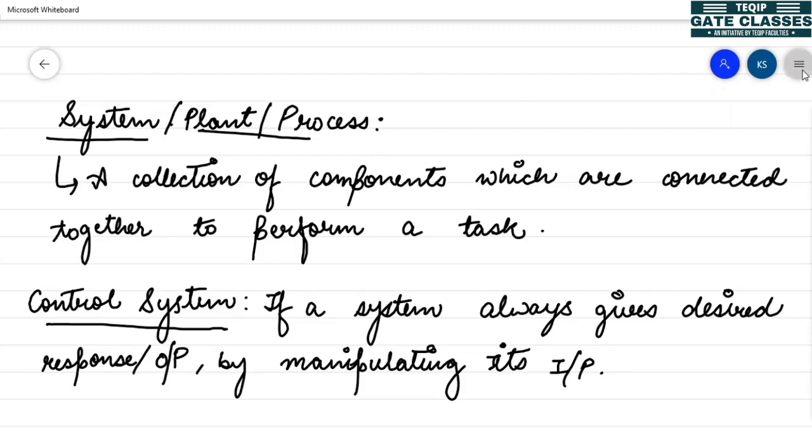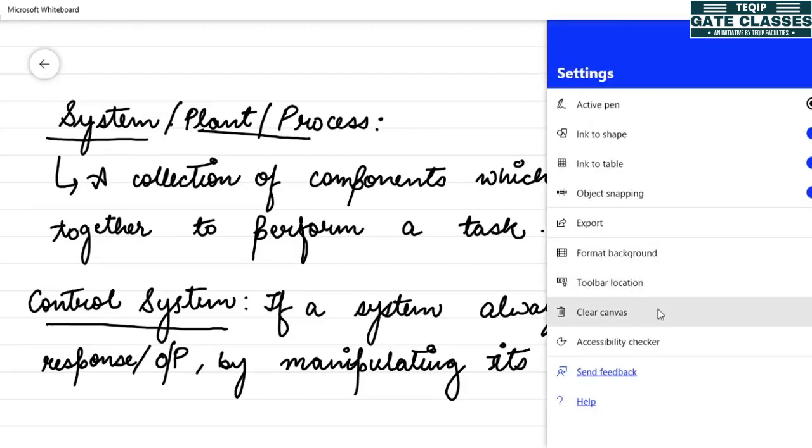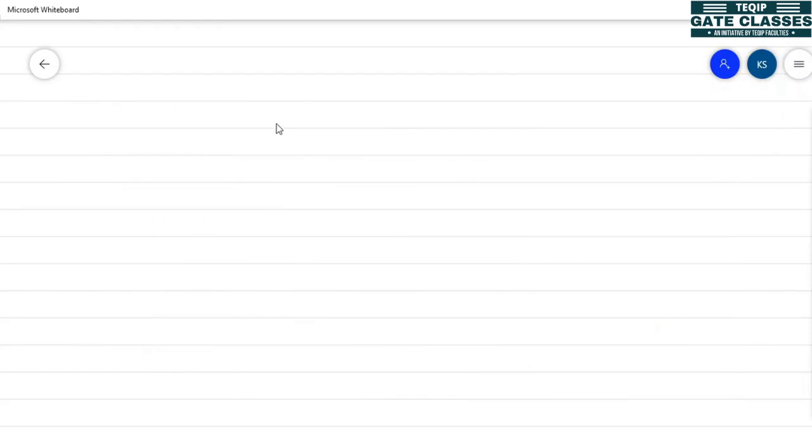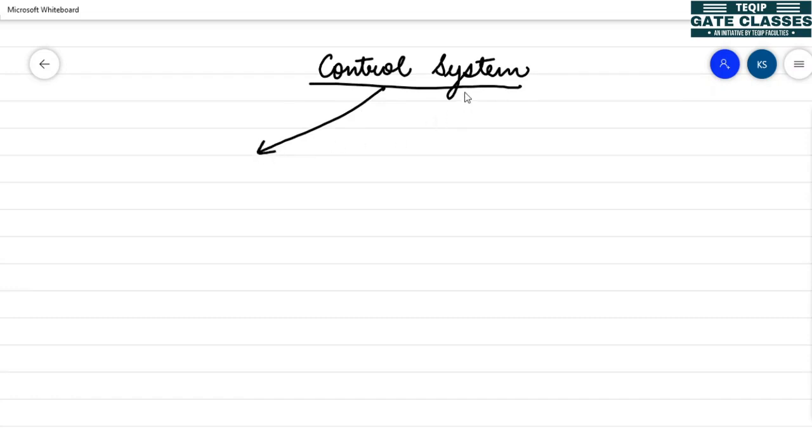Generally, a control system is basically categorized into two. First one is open loop control system and second one is closed loop control system. So we can categorize control system in two parts. First is open loop and the second one is closed loop control system.